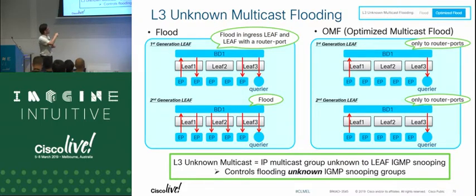But in the first generation leaf, it's not really a flood. We do flood on the ingress leaf and only on the leaf that has IGMP querier. But that behavior is fixed on the second generation. The difference between first and second generation, we will have another whole section for it, so please wait for that one. Then if you set it to optimized multicast flood, then we will send it only to the IGMP querier.